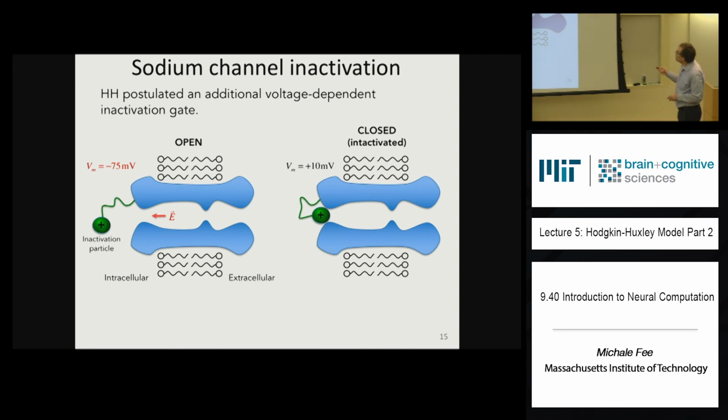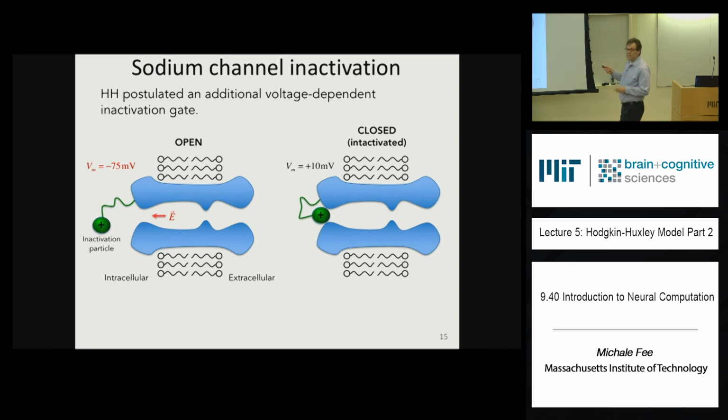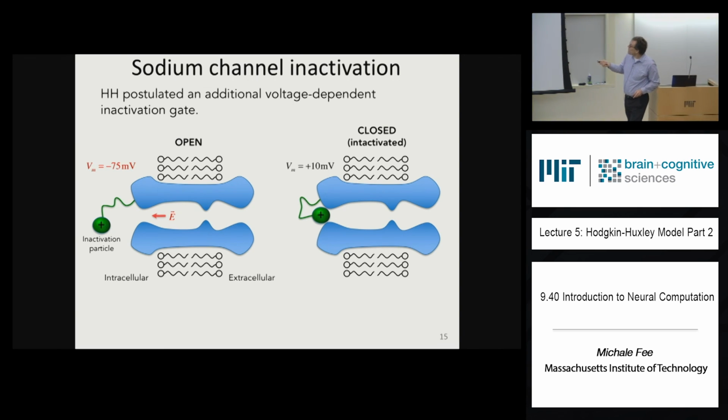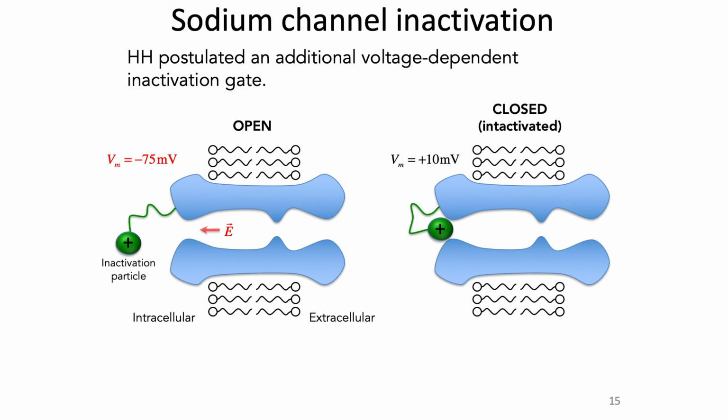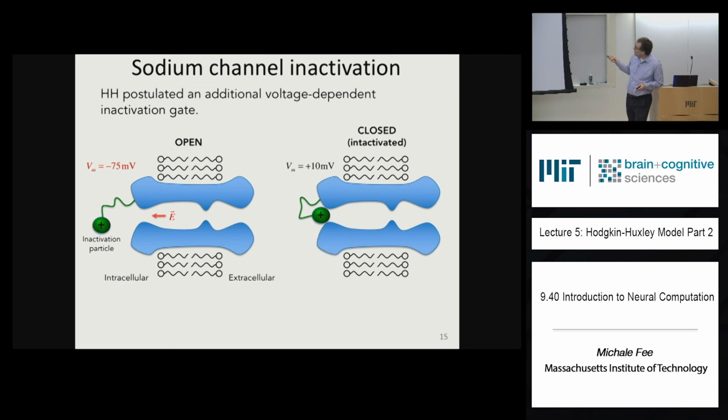Okay, when you depolarize the cell, when the membrane potential inside the cell goes more positive, that positive charge is no longer actively kept out of the pore, and so it falls in and blocks the pore. And that prevents ions from flowing through the ion channel. Okay?